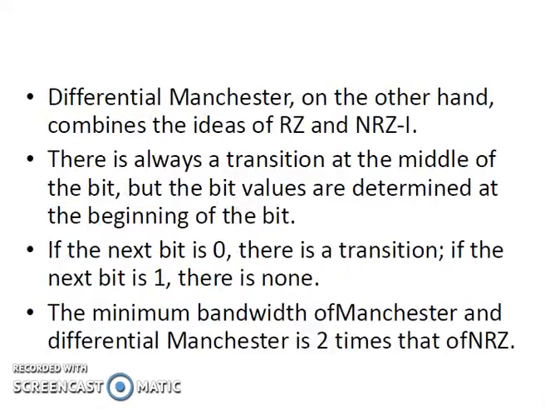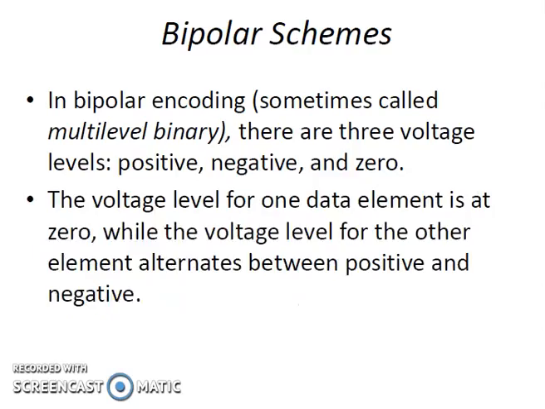In differential Manchester, it combines return to 0 and non-return to 0 I. There is always a transition at the middle of a bit, but the bit values are determined at the beginning of the bit. If the next bit is 0, then there is a transition. If the next bit is 1, there is no transition. The minimum bandwidth for Manchester and differential Manchester is 2 times that of NRZ.